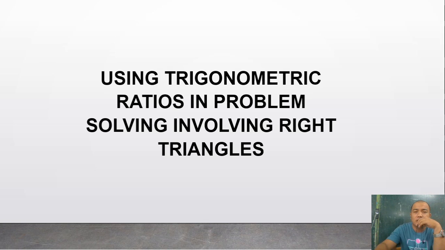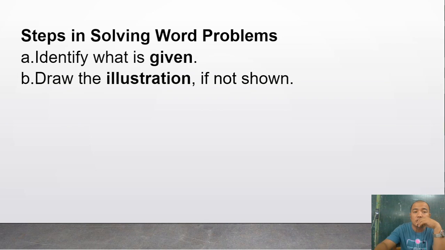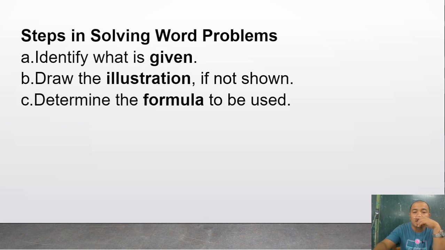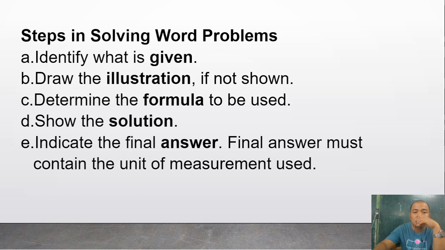Now, using trigonometric ratios in problem solving involving right triangles. So, these are the steps. Identify what is given. Draw the illustration if not shown. Determine the formula to be used. Show the solution. Indicate the final answer. Final answer must contain the unit of measurement used, whether it be meters, feet, inches, or kilometers. Okay, so given. Then draw the illustration. Determine the formula to be used, show the solution, indicate final answer.